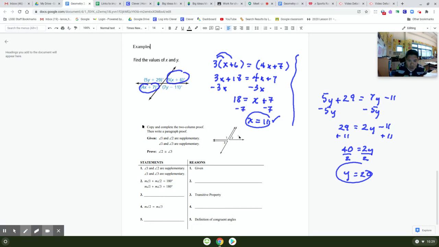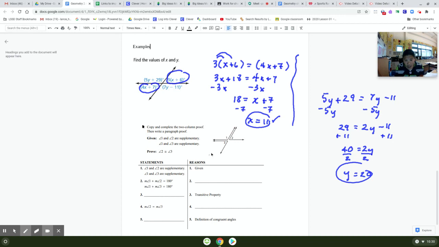Angle 1 and angle 2 are supplementary. That means they have to add to 180 degrees. What might help some people is assigning specific measures in here. Maybe if you use a protractor, I just estimate angle 1, maybe about 135. Then that makes angle 2 45 degrees. 135 plus 45 would be 180.